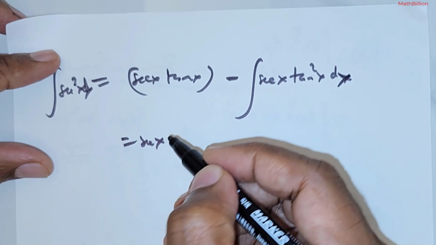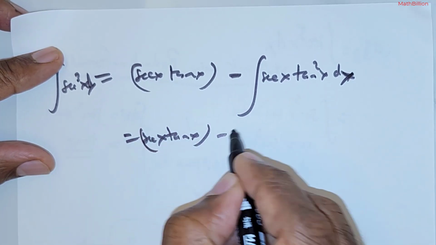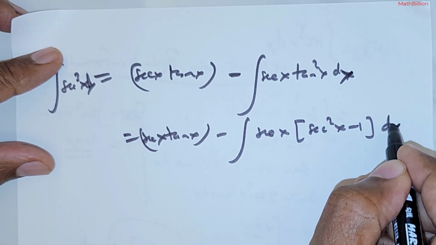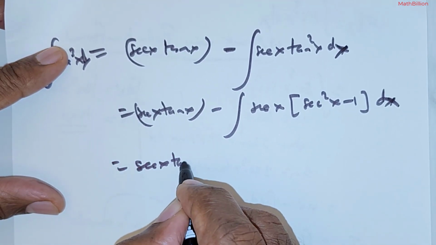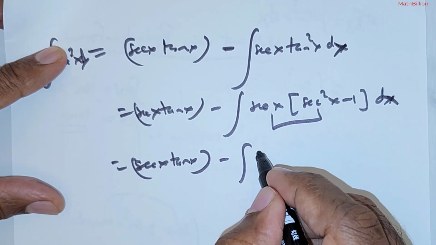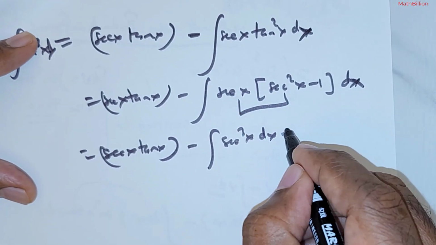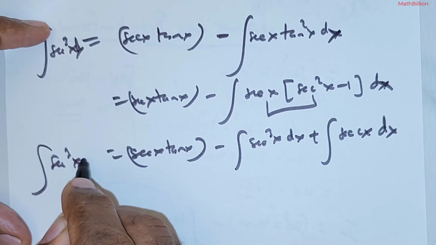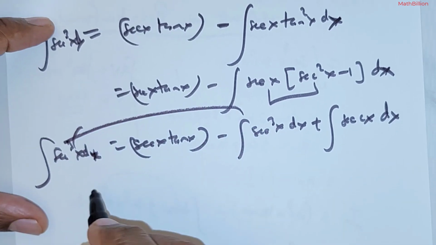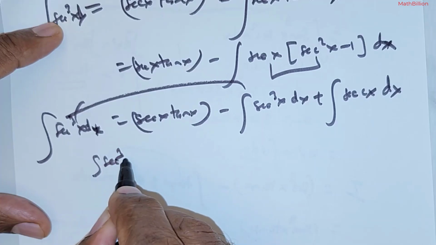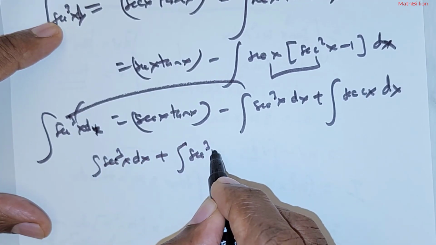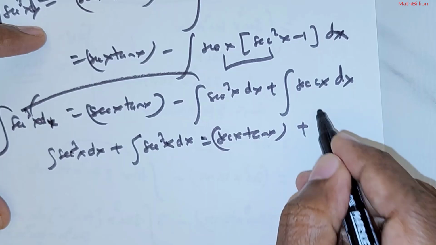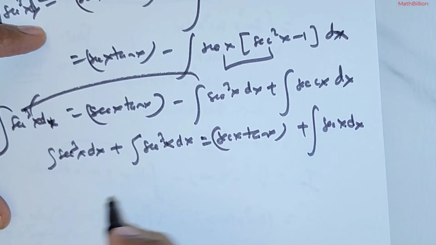So this is equal to secant x tan x. I'm going to write tan squared x as secant squared x negative 1 times dx. So this is equal to secant x tan x. Secant x times secant squared x is secant cubed x dx, negative positive integral secant x times dx. Now already you have secant cubed x dx. So you move this to the other end, you have integral secant cubed x dx, positive integral secant cubed x dx is equal to secant x tan x, positive integral secant x dx.